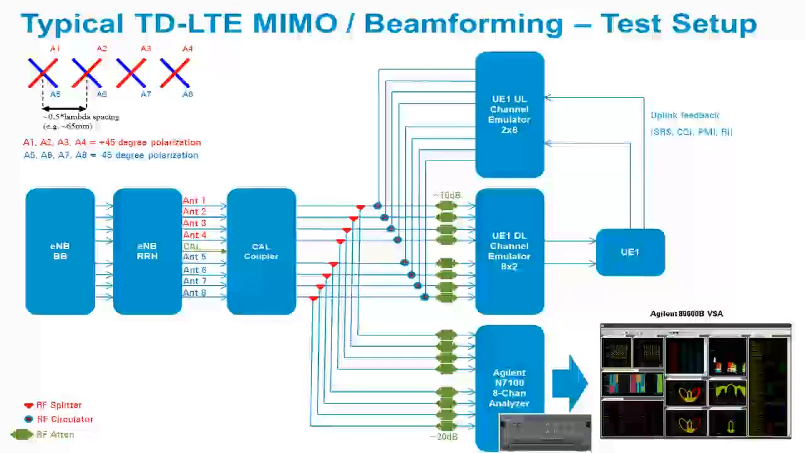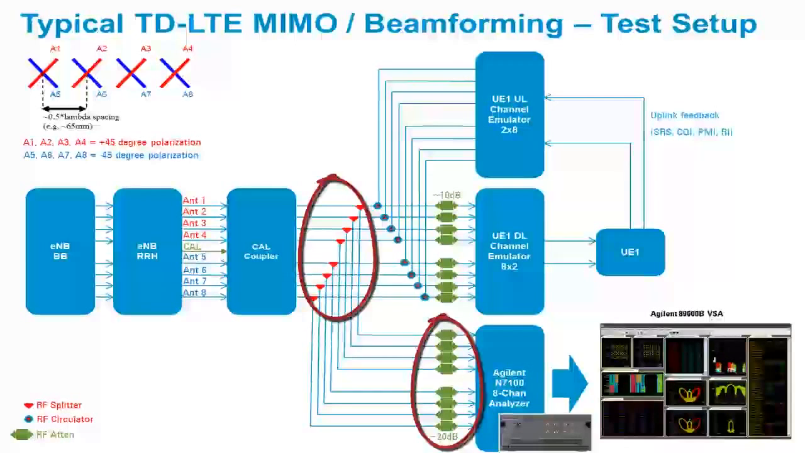the TD-LTE measurement application. The N7109A multi-channel signal analyzer can support 8 phase-coherent RF measurement channels, and using appropriate RF splitters and attenuators can easily be integrated into a typical TD-LTE base station test setup as illustrated here.